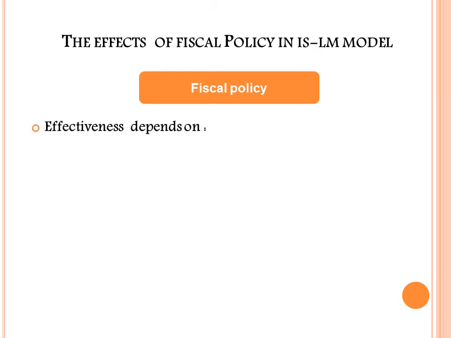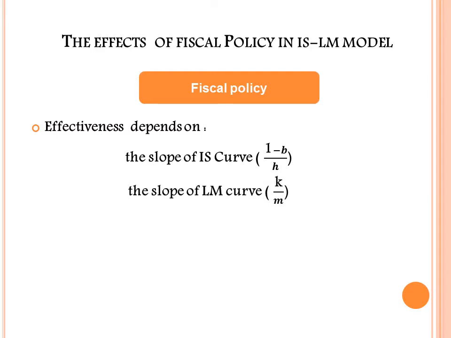The effectiveness of fiscal policy depends on the slope of the IS curve, which is 1 minus B over H. 1 minus B is the marginal propensity to save. H is the investment sensitivity to interest rates. And the slope of the LM curve is K over M. K is the money sensitivity to income, and M is the money sensitivity to interest rates.